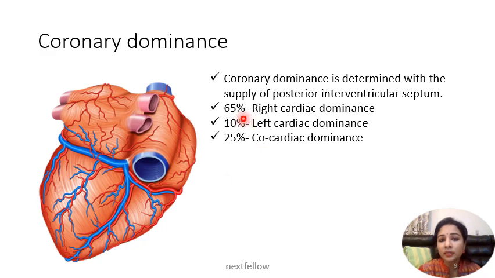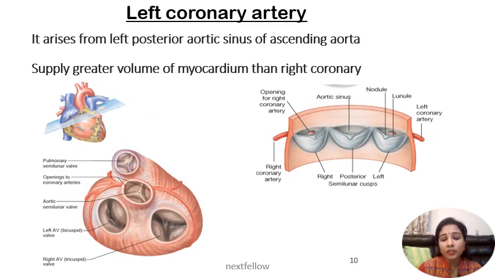Right cardiac dominance means that in 65% of individuals the posterior interventricular artery is given off from the right coronary artery. In 10% the posterior interventricular artery is given off from the left coronary artery, so it is called left dominance. And in 25% it is called co-dominance, meaning it is given off by both the right and left coronary arteries. So that was about the right coronary artery and cardiac dominance.